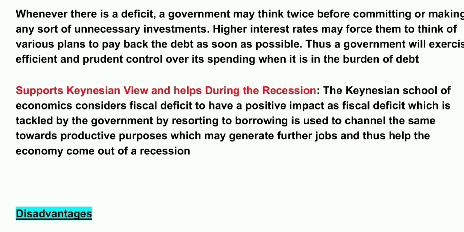Supports the Keynesian view and helps during a recession. The Keynesian school of economics considers fiscal deficit to have a positive impact, as the fiscal deficit, which is tackled by the government by resorting to borrowing, is channeled towards productive purposes, which may generate further jobs and thus help the economy come out of recession.